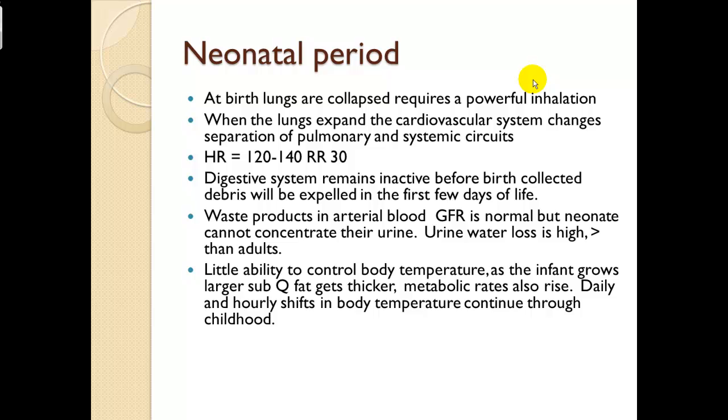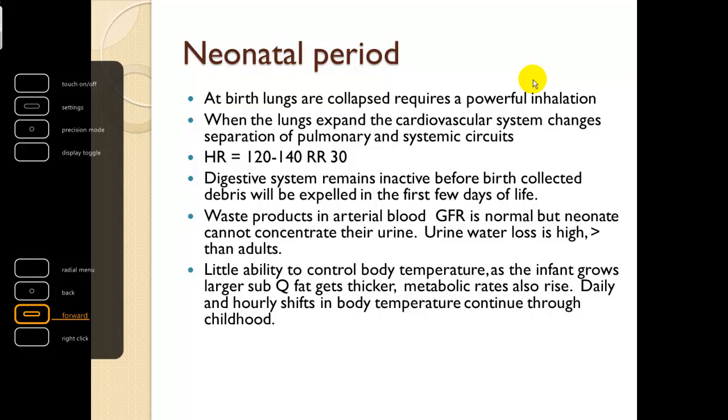As the infant grows, large sub-Q fat layers get thicker. Metabolic rates also rise. Daily and hourly shifts in body temperature continue through childhood. So whenever children are born, they're pretty much synonymous with their environment. If the environment's cold, they're going to turn colors. They're going to look like a Smurf or turn blue. Keep them warm is the point on this.